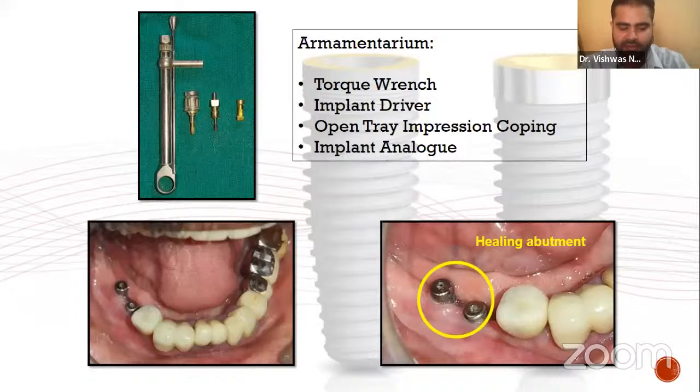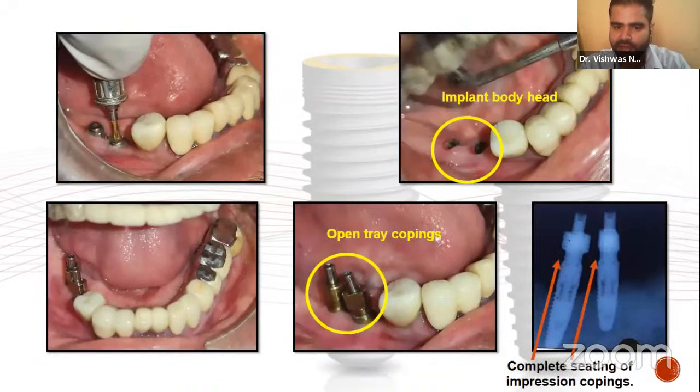This is the same case again, and in this we have made the impression with the help of an open tray coping. The armamentarium required for this was torque wrench, implant driver, open tray copings, and analogs. First we saw the healing abutments in place, and we removed the healing abutments and exchanged them with open tray copings. Once that was done, we took an IOPA to verify the seating of the impression copings.